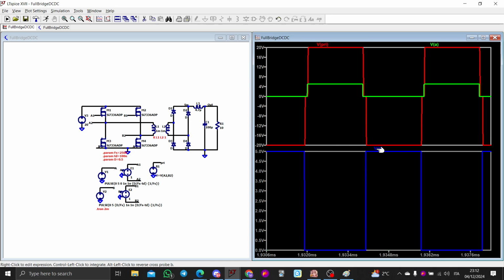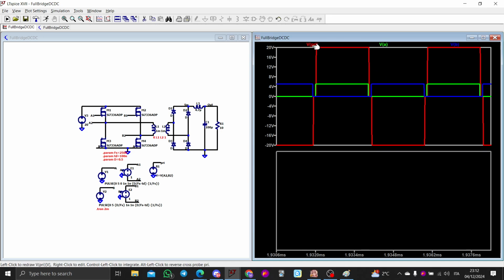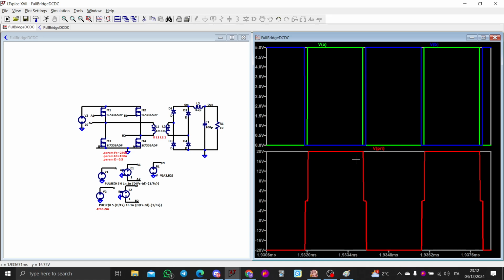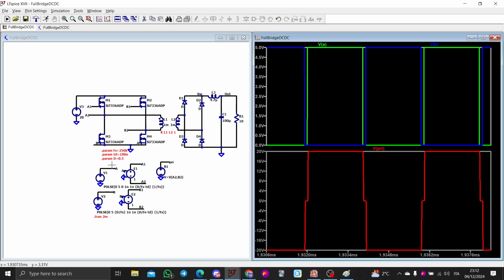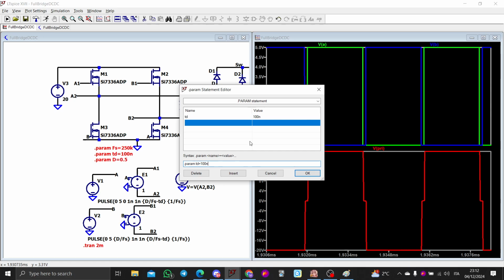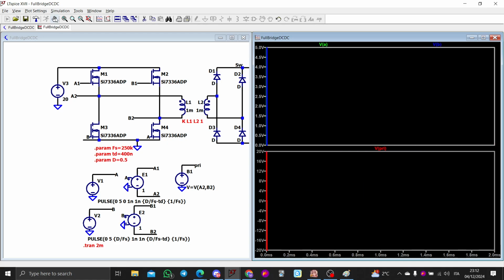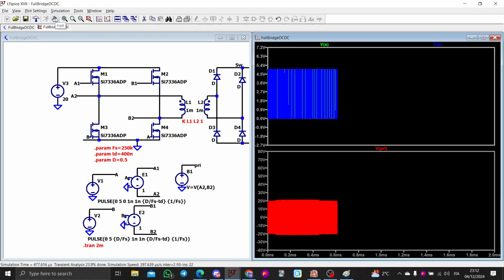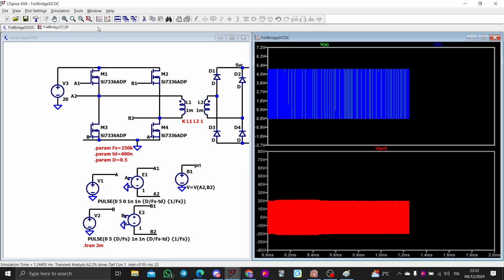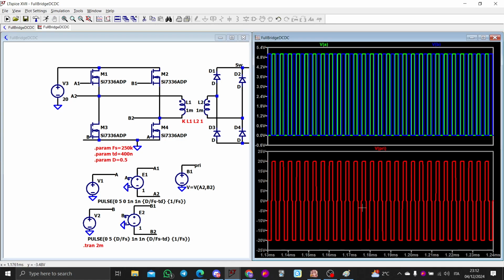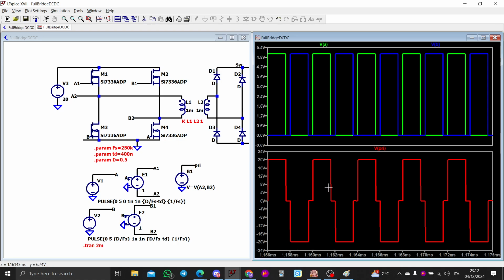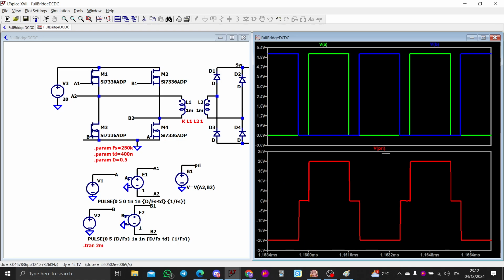These are the gates, VH, VB. This is the primary voltage. Let me put a very high dead time so that you can see it. Just for graphical purposes, I put a very high dead time. Okay, so now it is very, very visible.